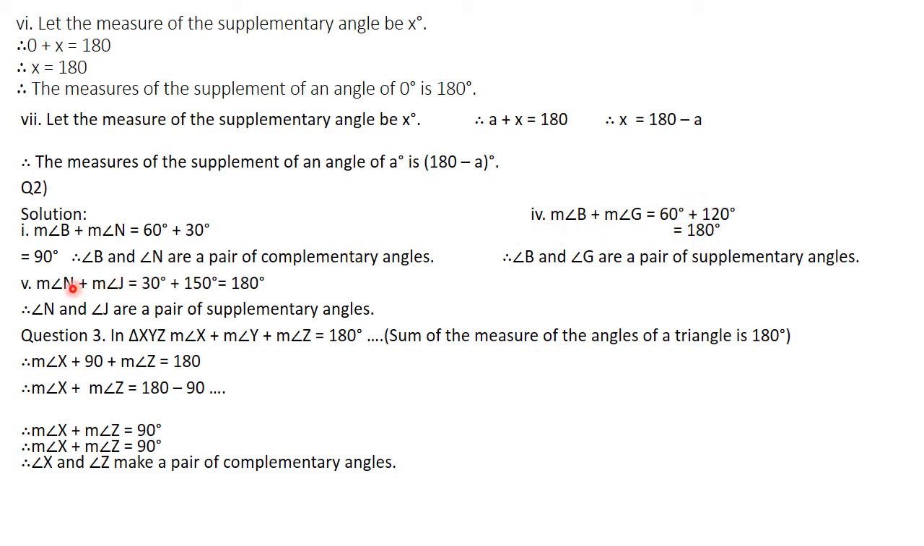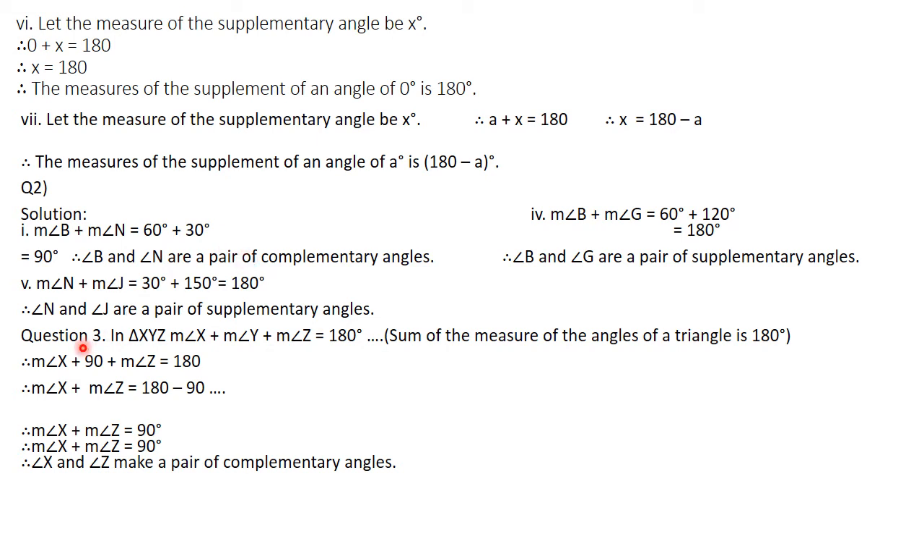One more I have done, N and J. What is N? It is 30 and J is 150. So it forms supplementary angles. We have to add them and we have to see whether it forms a supplementary or a complementary pair. In a similar way, measure of angle Y is 90 degrees and E is 0. So 90 plus 0 what? It will be 90. So this forms complementary angles. Whatever answers I have not given, I will give you.